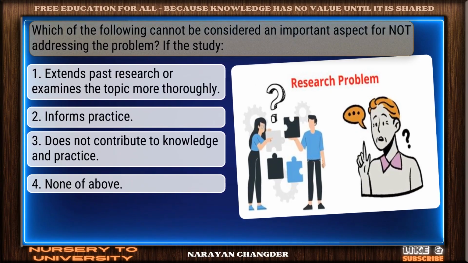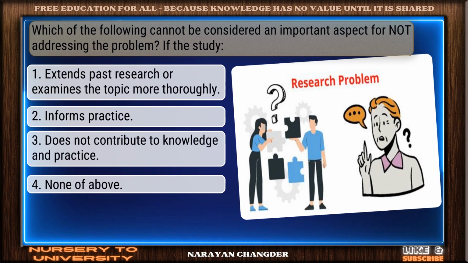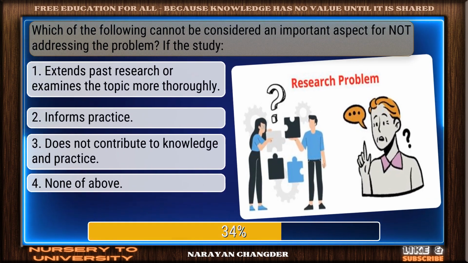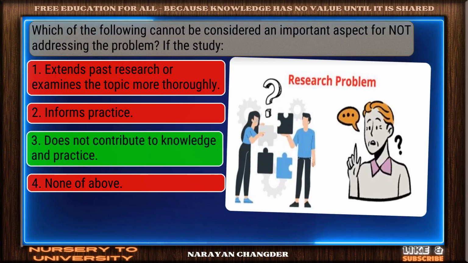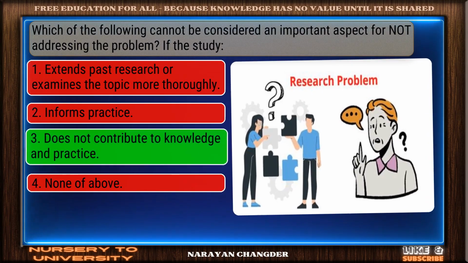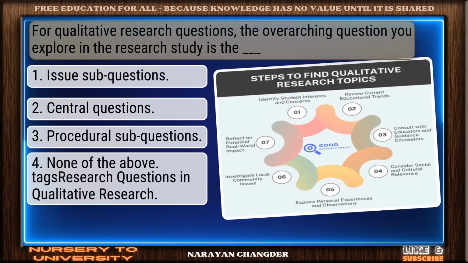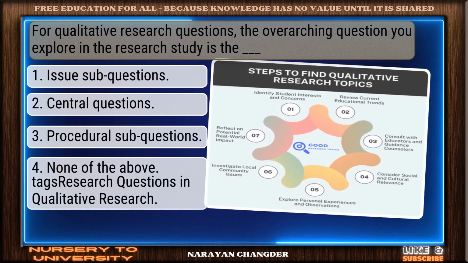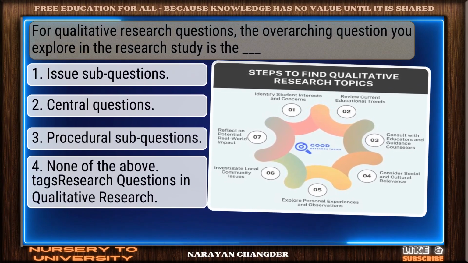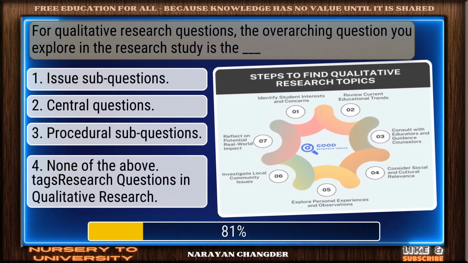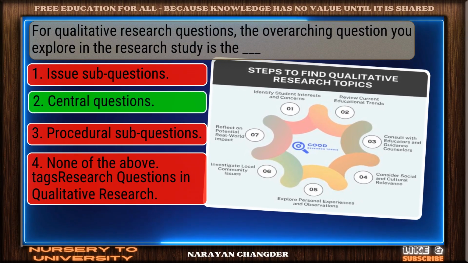Which of the following cannot be considered an important aspect for addressing the problem? If the study does not contribute to knowledge and practice, nice selection, that is the correct and valid answer. For qualitative research questions, the overarching question you explore in the research study is the central question. Well picked. Central questions is the correct answer.